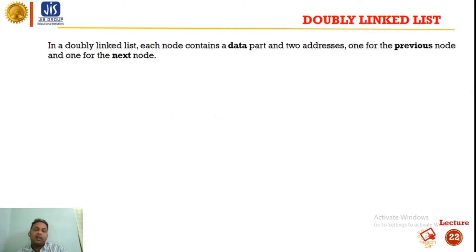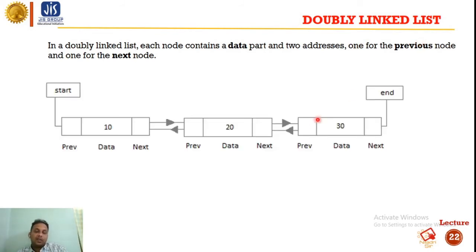Now the double linked list. In a double linked list, each node contains a data part and two addresses, one for the previous node and another for the next node. So this is the pictorial representation. As you can see, this is 10, this is 20, this is 30. From 10 you can easily visit 20, and from 20 you can visit 30 and also 10. So this is the good thing about a double linked list.